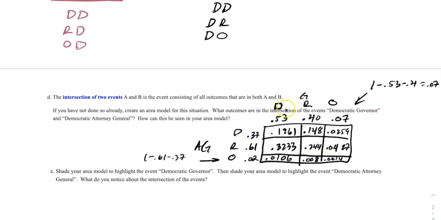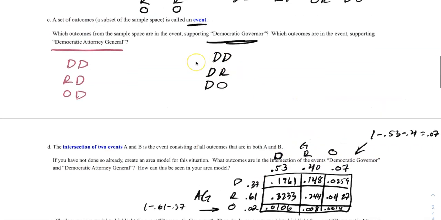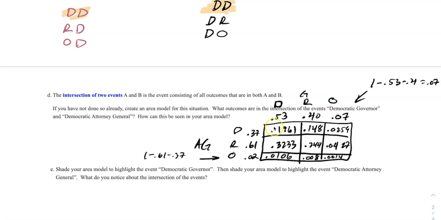What outcomes are an intersection of events, the Democratic governor and Democratic attorney general? How can this be seen in your model? So the intersection is what they both have. So if you look up here, what are the ones I have for both of them? I think the only one I have for both of them is Democrat, right? That's the intersection. I support the Democratic governor, so the D in the front, and I support the Democratic attorney general, which is D in the second. So the only one that does that is this Democrat, 0.961. It's the only one that does it. So we'll put DD.